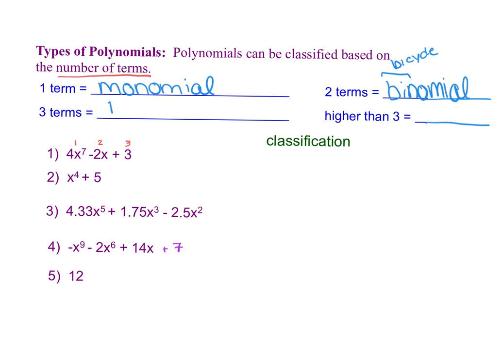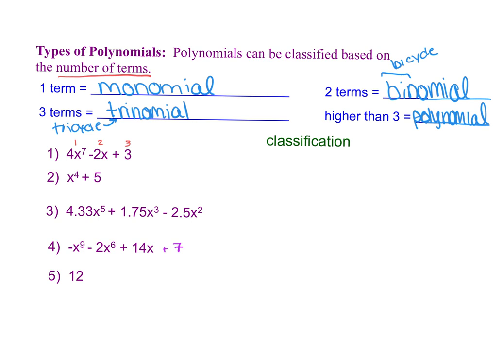For 3 terms, we have a trinomial, which again, if you think about a bicycle and a tricycle, a tricycle has 3 wheels, while a trinomial has 3 terms. And then anything higher than 3, we just describe as a polynomial.